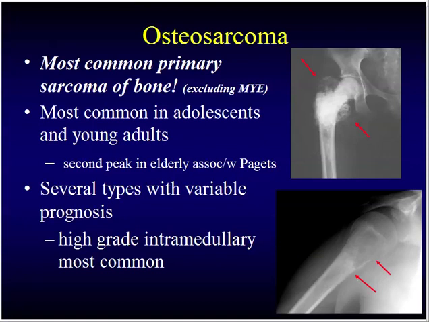Now we'll go on to osteosarcoma. You will absolutely positively see osteosarcomas. Osteosarcoma is the most common primary sarcoma of bone. All right? Myeloma is not really a primary sarcoma of bone. So it's number one. It's common in adolescents and young adults, and there's a second peak in the elderly associated with pathologic disease. There's several different subtypes, but we're going to talk right now about high-grade intramedullary. That's the most common. Then we'll talk briefly about telangiectatic, parosteal, and periosteal, just so you're aware of those.